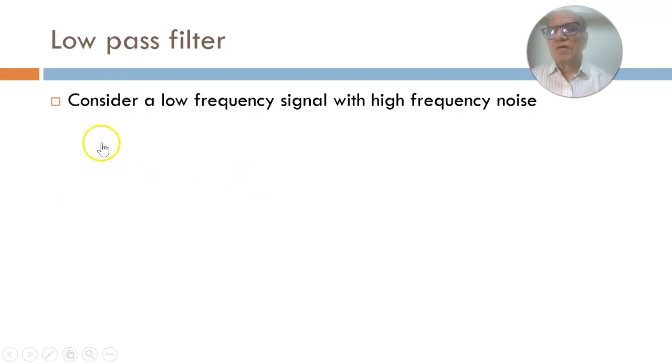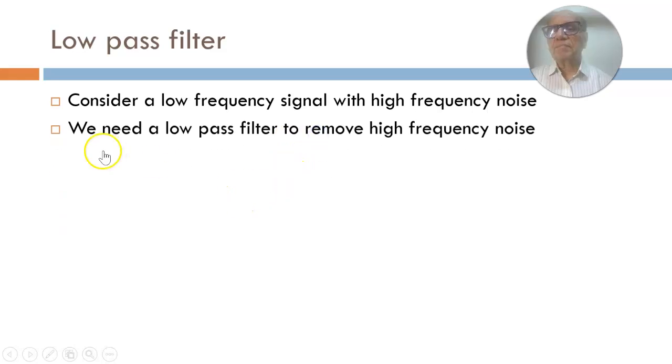So consider a low frequency signal with high frequency noise. We have a desired signal which is a low frequency signal, but it has added to it a high frequency noise which is the undesired one. Since we want to reject this, we want to allow the low frequencies to go through and reject the high frequencies. Therefore, the filter that we will require will be a low pass filter. So as I said, we need a low pass filter to remove the high frequency noise.